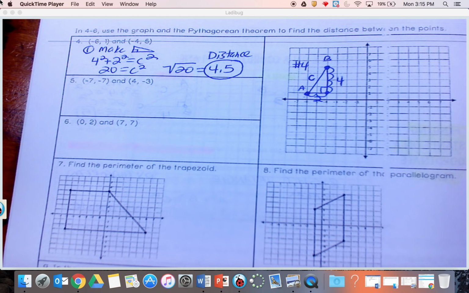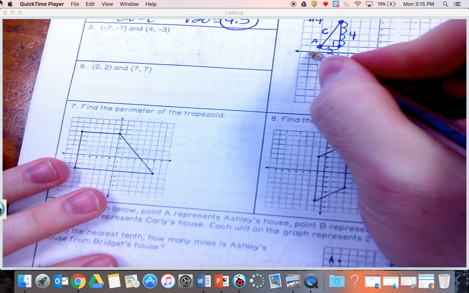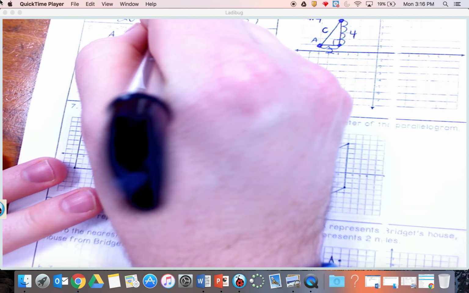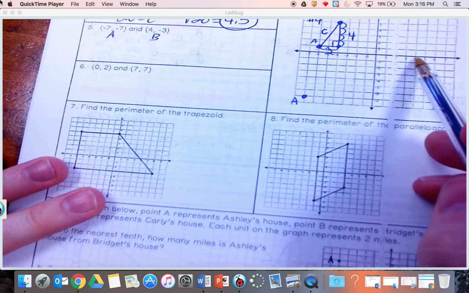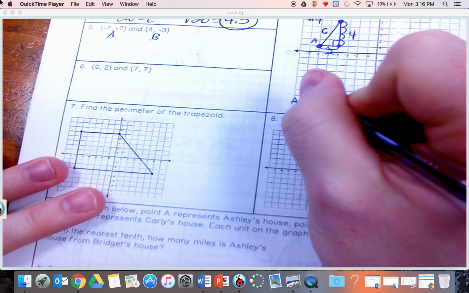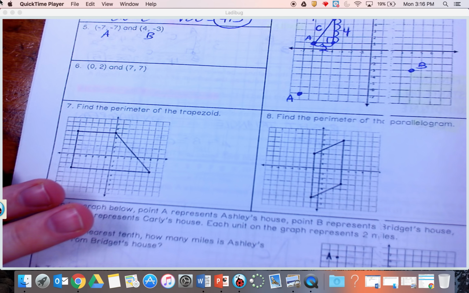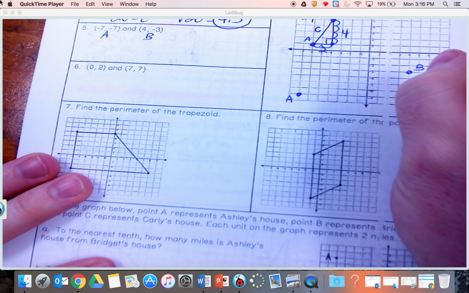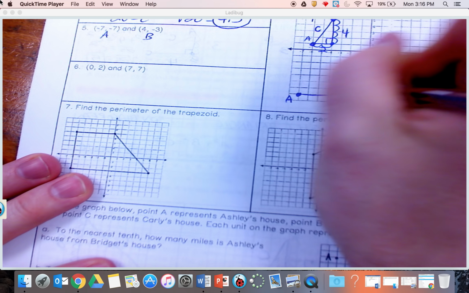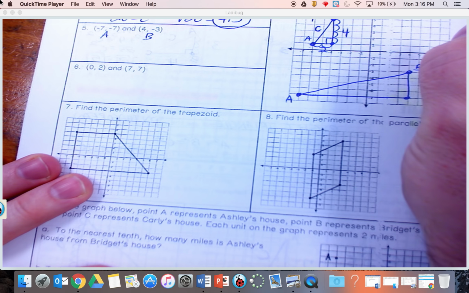This was number 4 right there. Now if I want to plot another point, I've got (-7, -7) and (4, -3). I'm going to plot the point (-7, -7) and label that A. I'm going to label this one B: (4, -3). Go over 4 and down to -3. There it is, point B. Now all I need to do is make my triangle. There's my big triangle. That's number 5 right there.